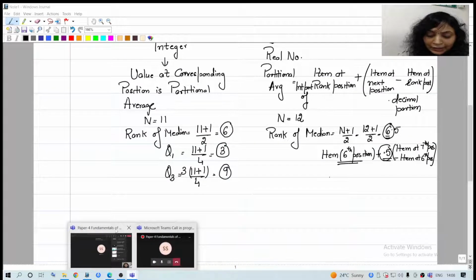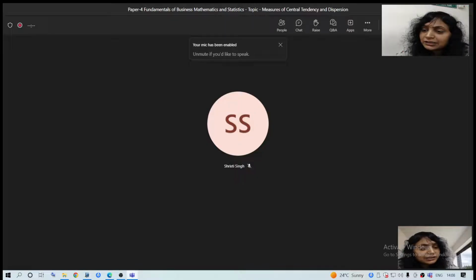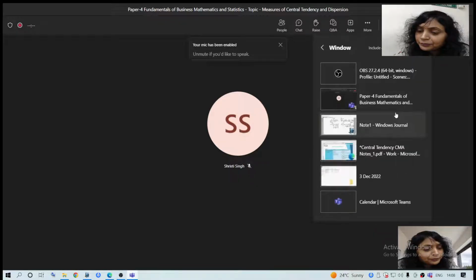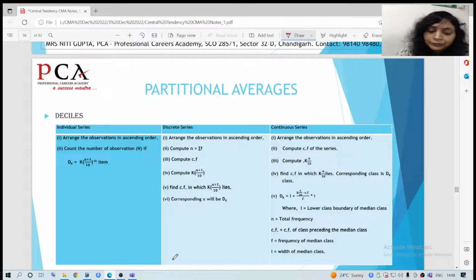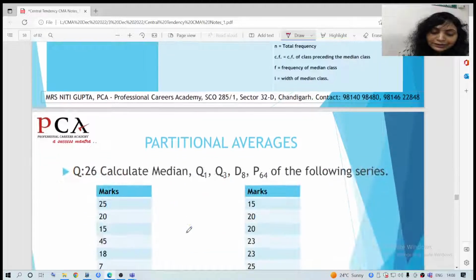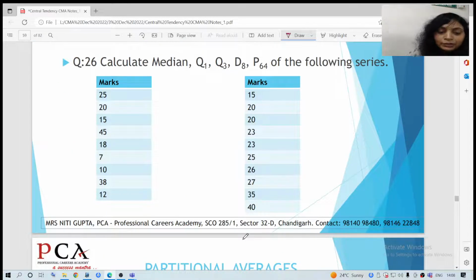I am changing the screen again, shifting back to our old screen. Let's do it. Suppose this is our first question. As we know, this is an individual series. I have given you the steps. The first step is to arrange the items in ascending order. So we have to arrange these marks in ascending order.